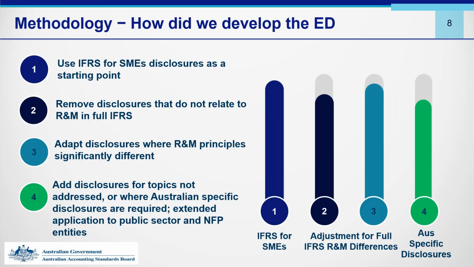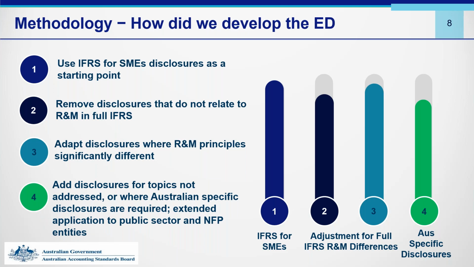So how did we then go about this? As I said, we started with the IFRS for SMEs disclosures. And the overall objective was to keep the differences at a minimum. That's also consistent with the AASB's objective for their project on IFRS for SMEs for subsidiaries, to try to stick as closely as possible to the IFRS for SMEs disclosures. And that has certain consequences, as we will see later on in this session.